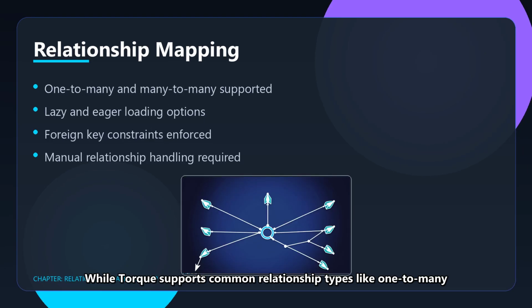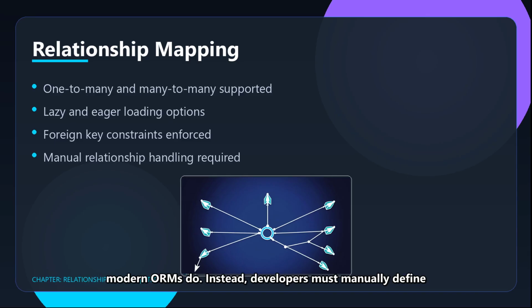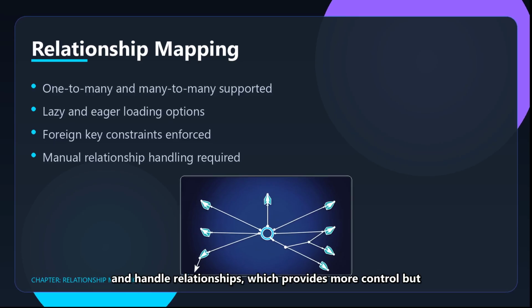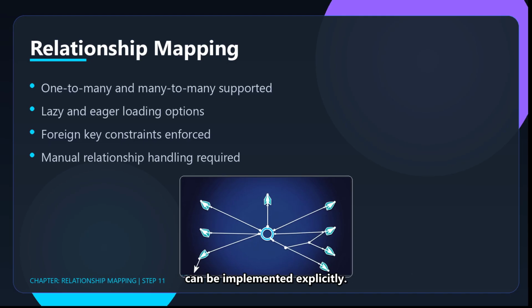While Torque supports common relationship types like one-to-many and many-to-many, it doesn't automatically manage relationships like modern ORMs do. Instead, developers must manually define and handle relationships, which provides more control but requires additional effort. Lazy and eager loading strategies can be implemented explicitly.